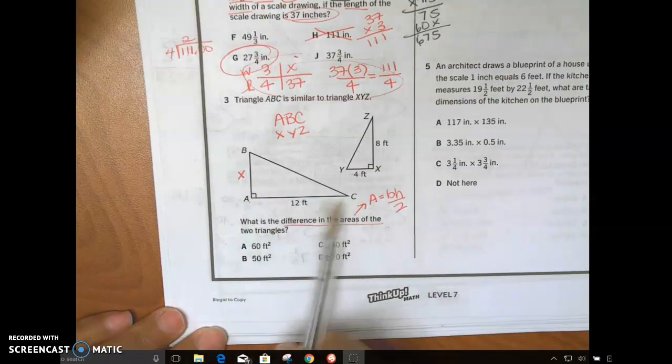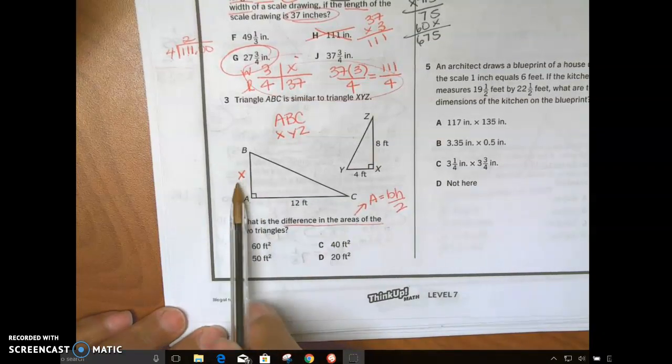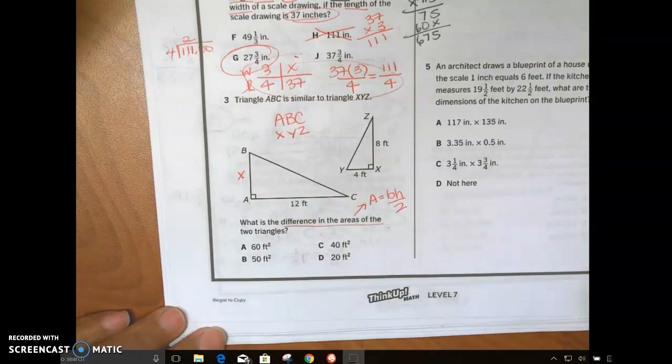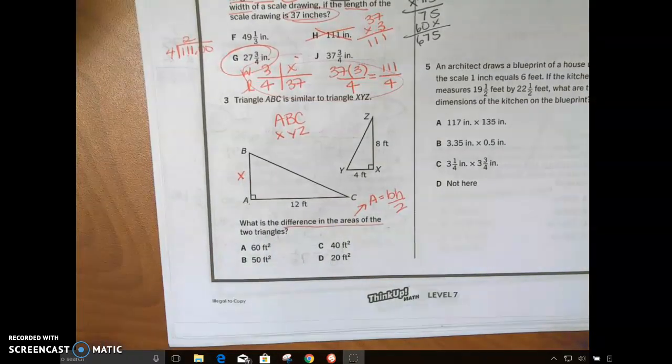Okay. I know this base. I don't know this height. How do I find X? Make a proportion. I got to do 3 things here. I got to make a proportion. Then what else? Your ratio. Well, that's in my proportion. What is it asking me for?